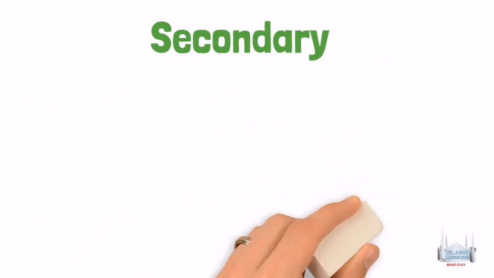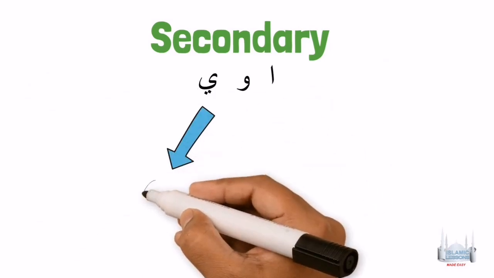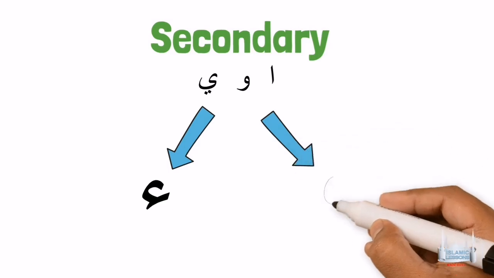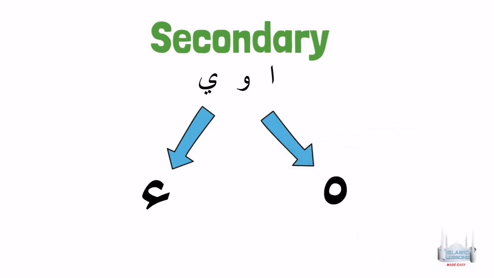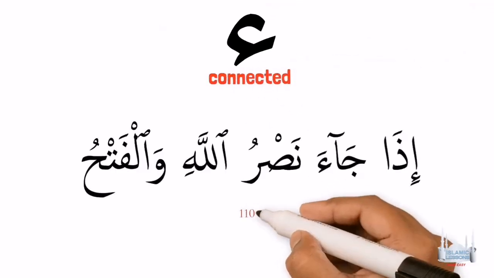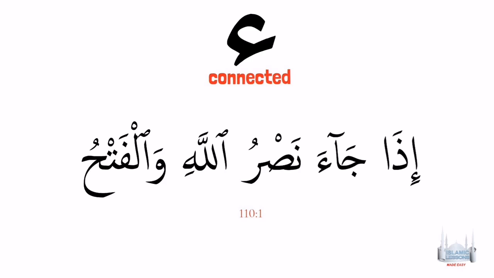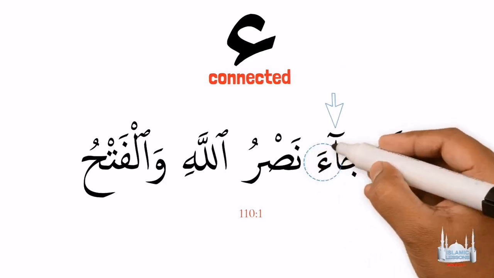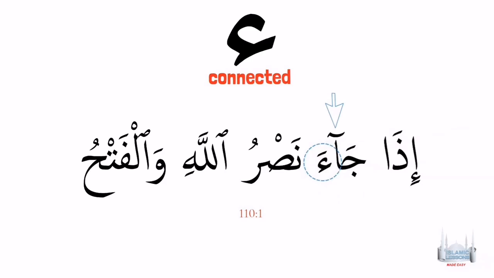The secondary mad occurs when you see a long vowel, and after it you see the letter hamza, or you see a sukoon. If you see a hamza after the long vowel, there could be 2 scenarios. The first scenario is when the hamza is connected to the same word as the long vowel. In this example, we see a long vowel and we see a hamza directly after it in the same word. If you see it like this, then we lengthen the long vowel for 5 counts.